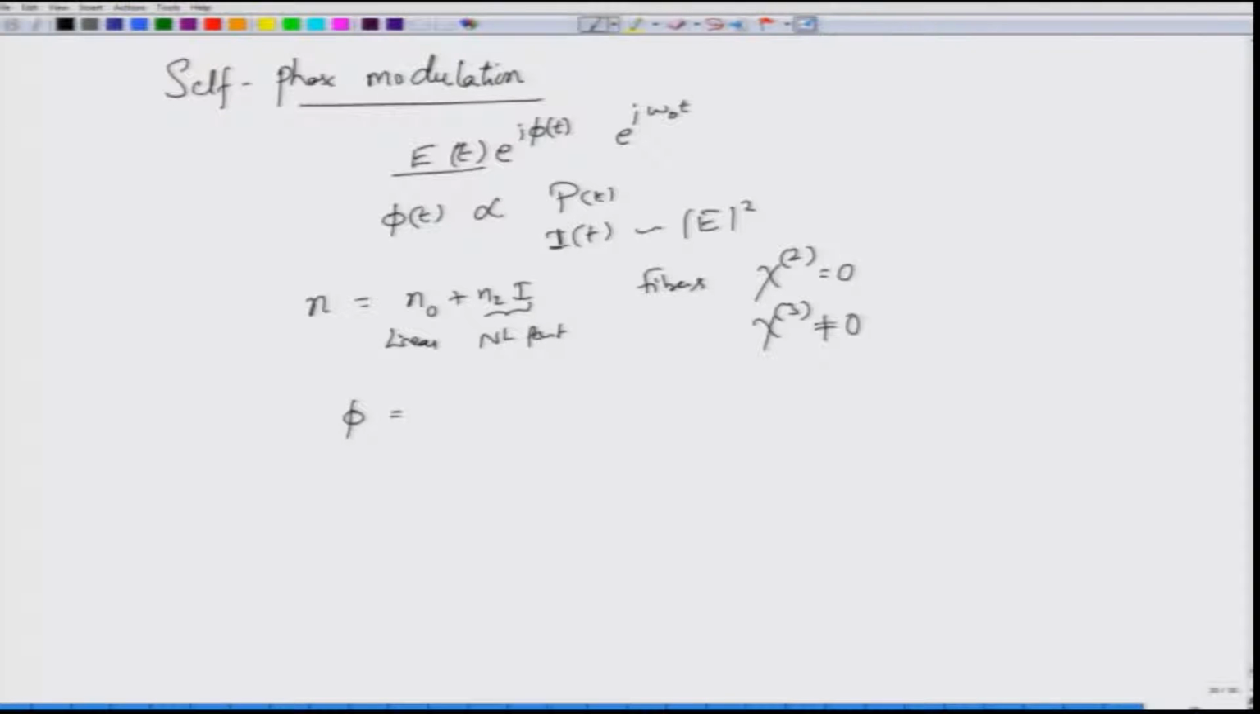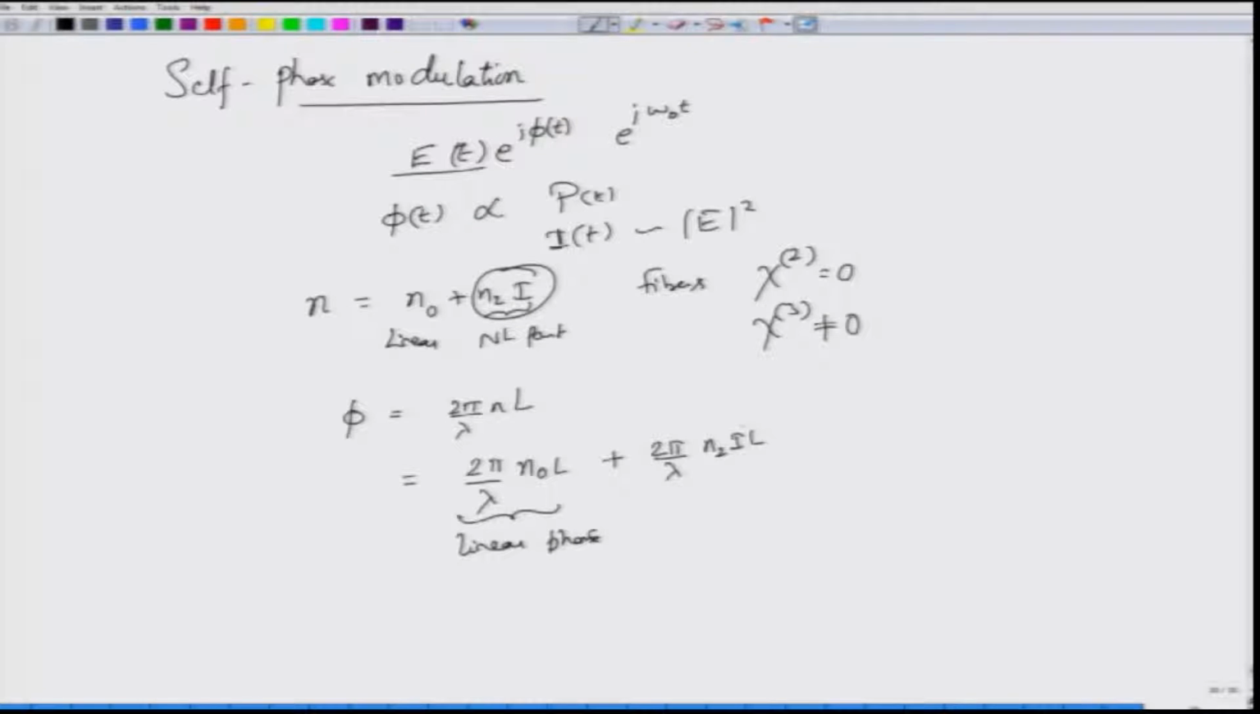The phase change is given by 2 pi by lambda into n, right, over a length L, let us say. So, the phase change that you are going to get would be this particular component. Now, substitute for n here. So, you get 2 pi by lambda into n0 L, which is the linear phase change that you would have seen as the wave propagates through the fiber. But because of this term n2 into I, you are also going to see the nonlinear term over here.